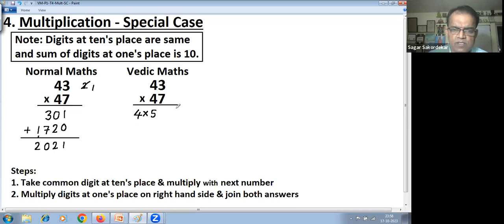Multiply the digits at 1's place on the right hand side. 3 multiplied by 7. 4 multiplied by 5 is 20. 3 multiplied by 7 is 21. Join, and that's the answer, which you know is the correct answer because you already solved it with the normal method. So this way you can solve it orally. 4, next number is 5. So left hand side 4 into 5, 20. 3 into 7, that you have to multiply on the right hand side. 3 into 7 is 21. 20, 21.